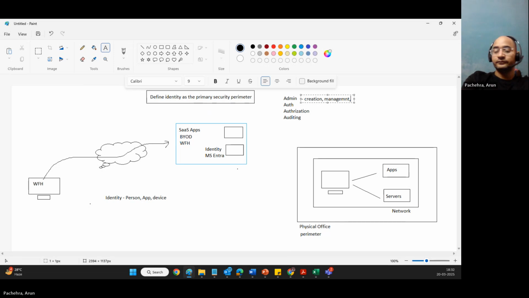Administration is all about the life cycle management of the users: the creation, management, governance, and of course, deletion. It's the entire life cycle of a user that will fall under the admin, including the governance, what they can access, what they cannot access, all those things.